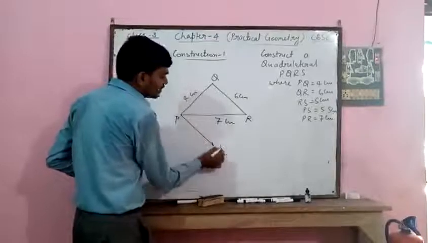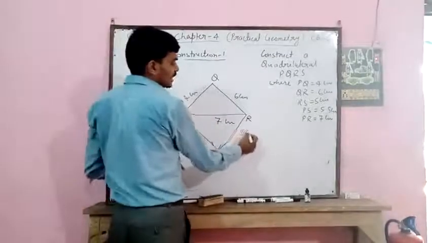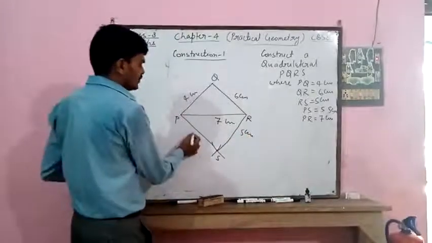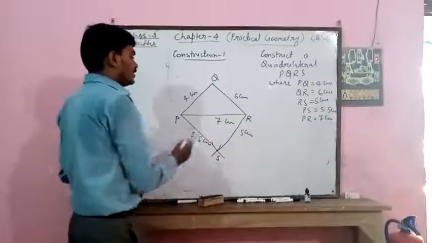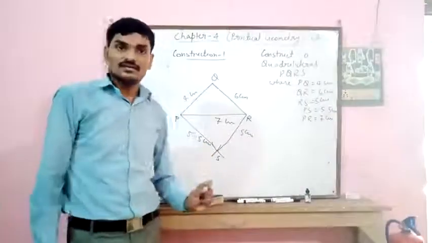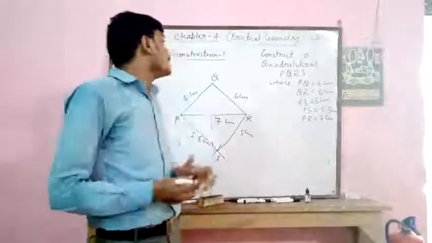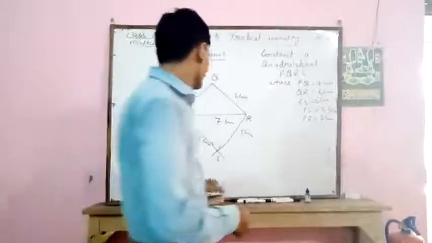Now join PS and join RS. So this will be RS equal to 5 cm and PS equal to 5.5 cm. Now this is your required quadrilateral PQRS. So this is the first construction, which is very easy. Now coming to the second construction.